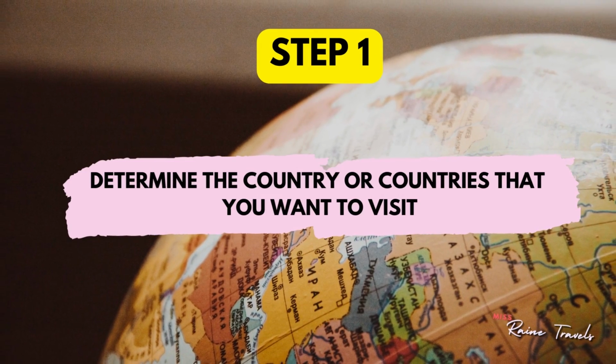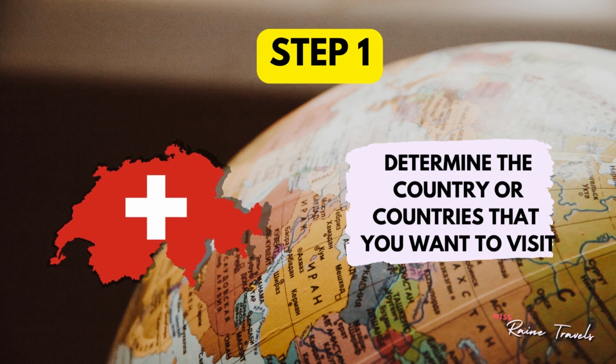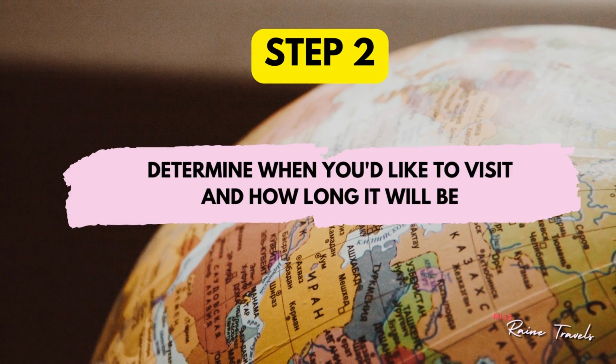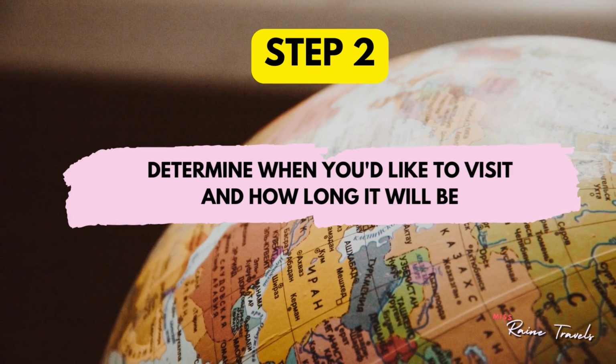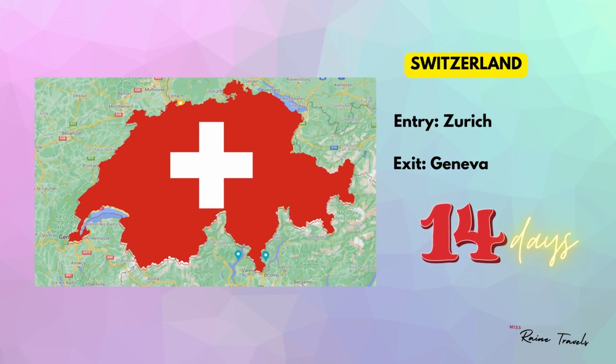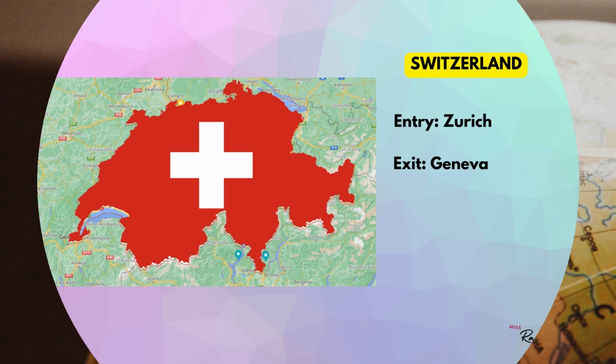Step 1. Determine the country or countries that you would like to visit. For the purpose of this video, we are going to be visiting my favorite country, Switzerland. Step 2. Determine when you'd like to visit and how long your visit will be. Will it be a long vacation or will it be for just a week? For this video, we are going to be visiting Switzerland for 14 days. So that's enough to go around some parts of the country.